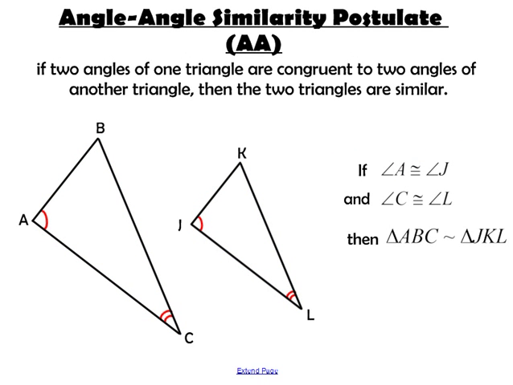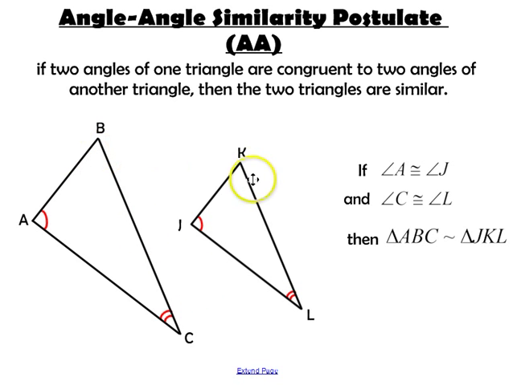So we're going to talk about a few similarity postulates, and these are just like the congruence postulates that we discussed last unit. The first one is angle-angle similarity postulate. So this states that if two angles of one triangle are congruent to two angles of another triangle, then the two triangles are similar. So if we have these two angles congruent and these two angles congruent, that's enough information to say that the two triangles are similar.